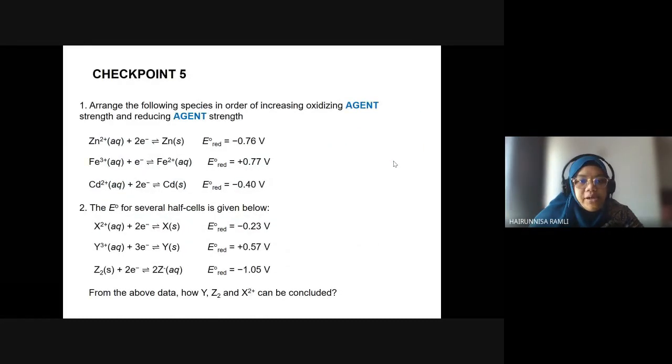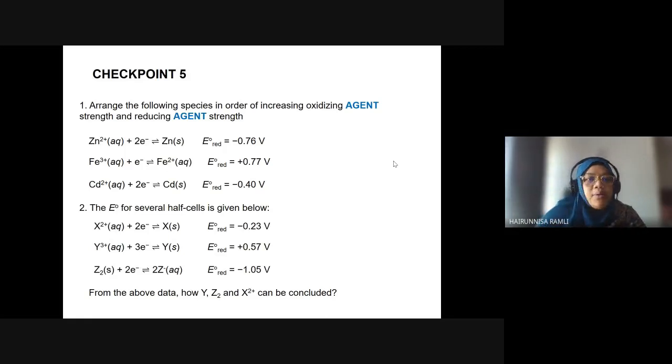Please do this checkpoint. Boleh cuba buat. Okay, number one and number two, arrange the following species in order of increasing oxidizing agent strength and reducing agent strength. Okay, cuba buat dulu.